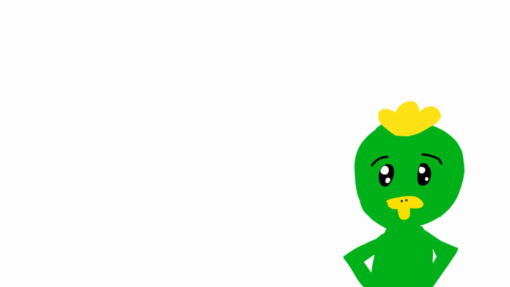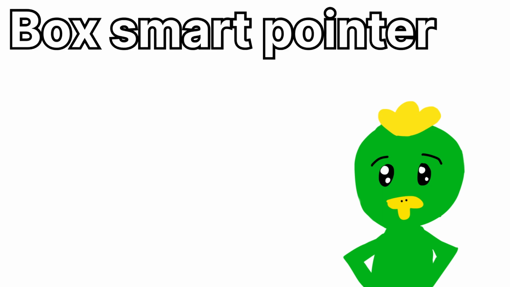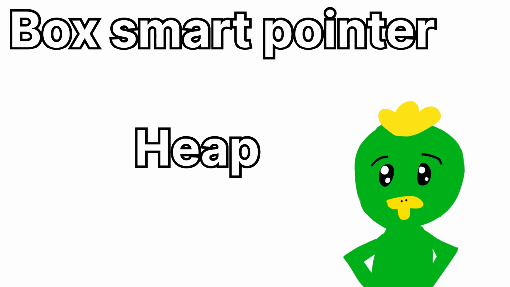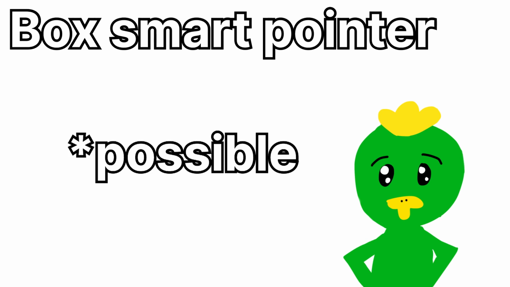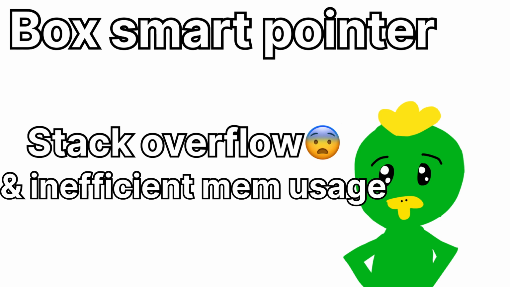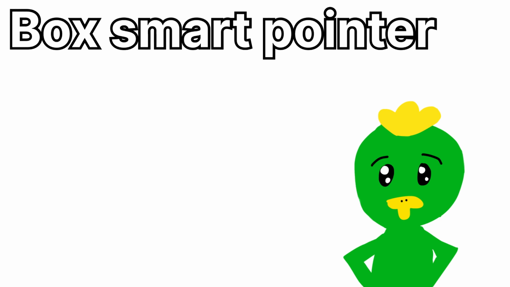The first smart pointer that I'm going to delve into is the Box smart pointer. The Box smart pointer is often used to allocate memory on the heap. A use case of this would be a very large value. Storing a large value on the stack is technically possible, but it might lead you to the infamous stack overflow error and inefficient memory usage, so you can store them on the heap. Another use case would be a recursive data structure.